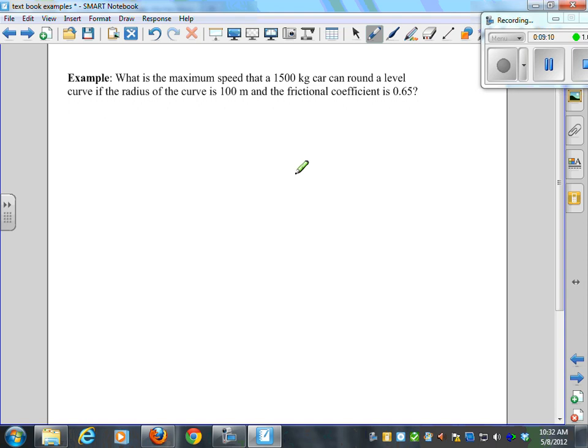Okay, so here's what the engineer would have to figure out. What is the maximum speed that a 1,500 kilogram car can round a level curve if the radius of the curve is 100 meters and the frictional coefficient is 0.65? This is what the engineers would do when they have to determine, are we putting up a sign that says slow down? So go ahead and try that.